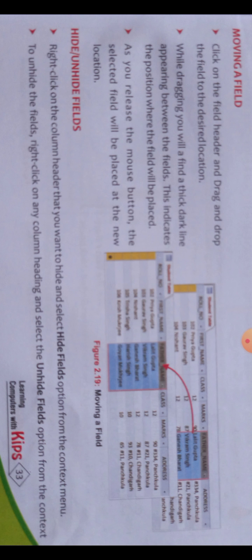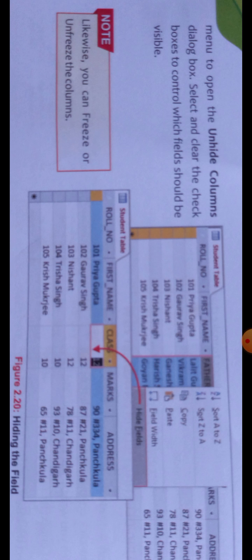Hide and unhide fields. We can also hide and unhide the fields. To do so, just right click on the column header that we want to hide and select the Hide Fields option from the context menu. The field will be hidden. To unhide the fields, right click on a column heading and select the Unhide Fields option from the context menu. In the Unhide Columns dialog box, select the check boxes to control which fields should be visible.